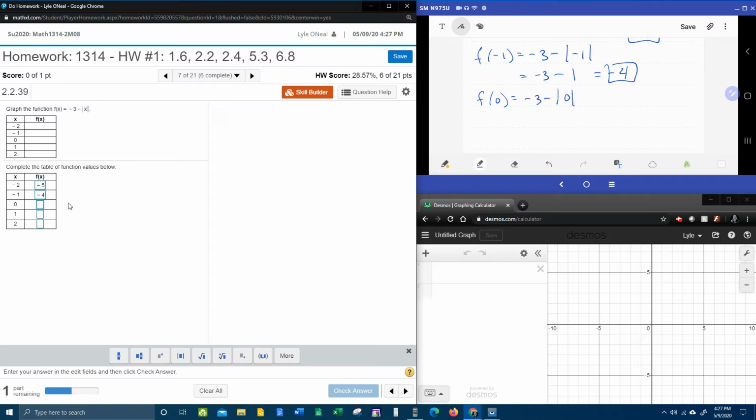of 0. However, the absolute value of 0 is 0, and so that's going to just produce negative 3. Negative 3 minus nothing is negative 3.